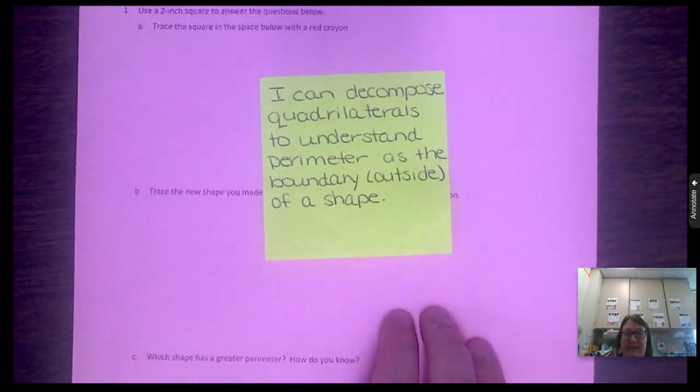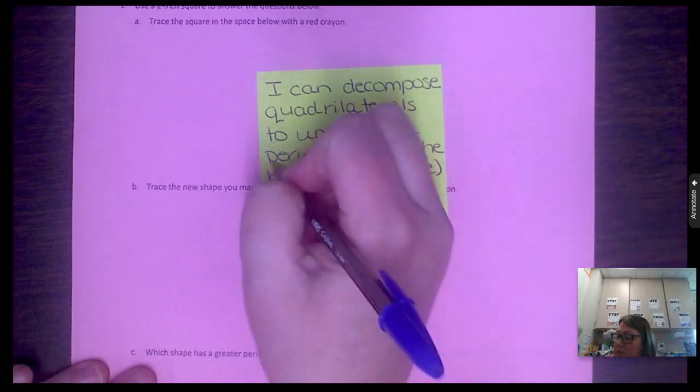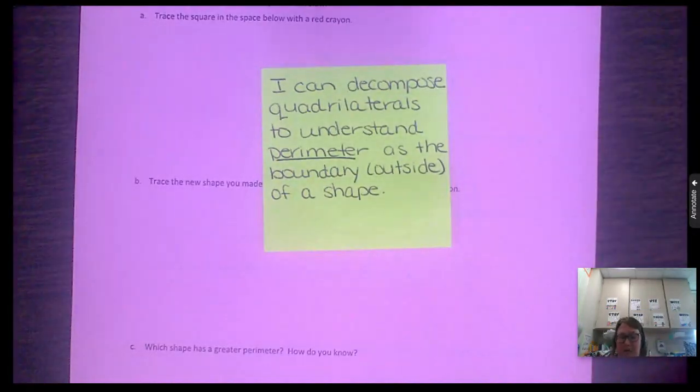Okay, so our I can statement for today says I can decompose, and remember, decompose means to break apart quadrilaterals to understand perimeter as the boundary of a shape. Really, what we're doing today is we're focusing on perimeter. We're learning what perimeter is. So perimeter is the distance around the outside of a shape.